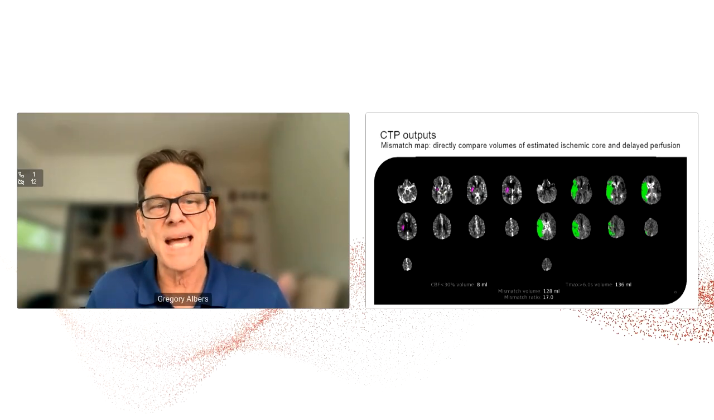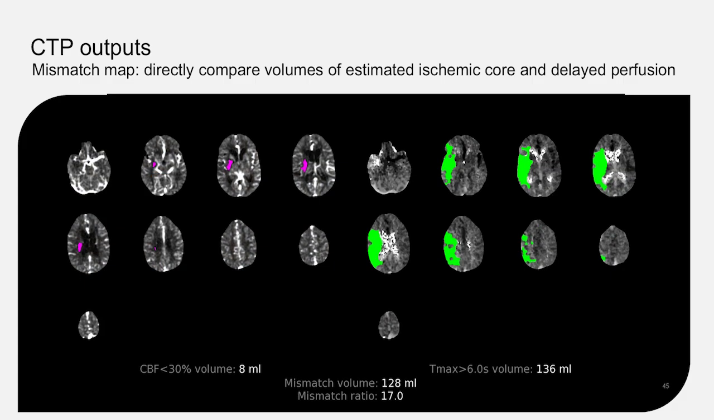This is the mismatch map, which is the first map that comes out. And it's a very basic map where on the right, the green areas are showing regions of the brain where the contrast arrived more than 6 seconds too late. So based on the normal blood vessel arrival time, which was that red curve, the AIF, arterial input function, you look for how much delay has occurred out in the tissue. And if it's more than 6 seconds, it's colored in green.